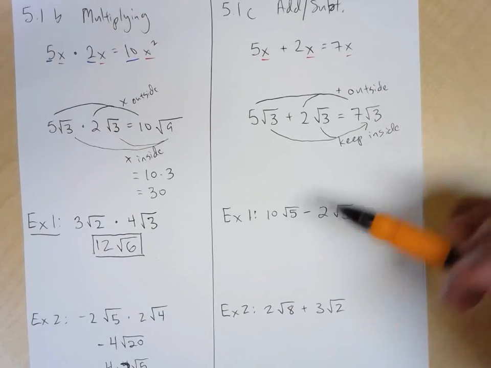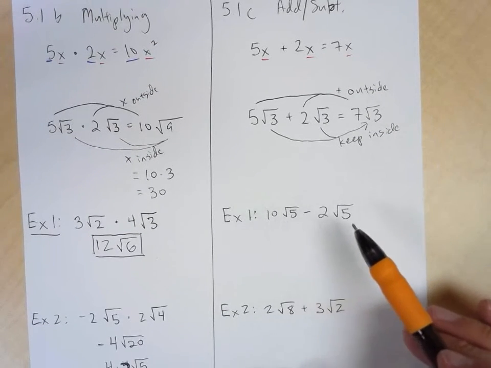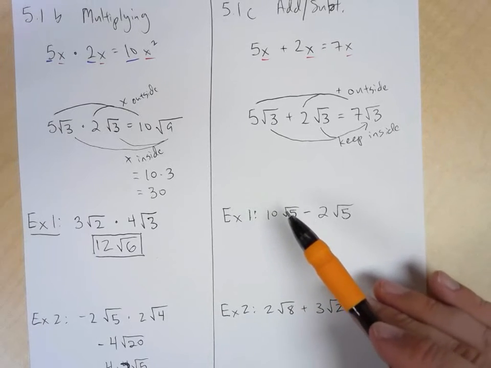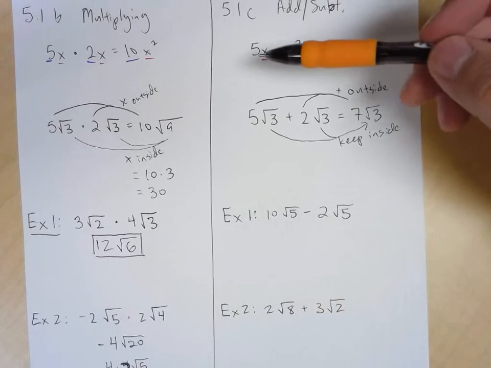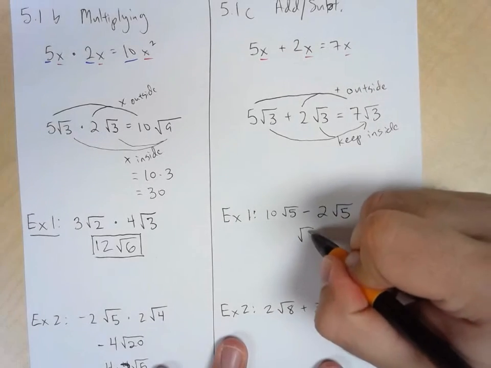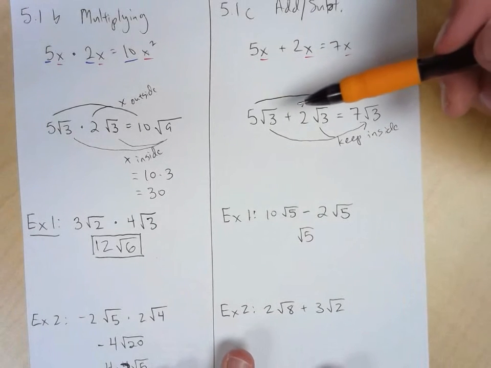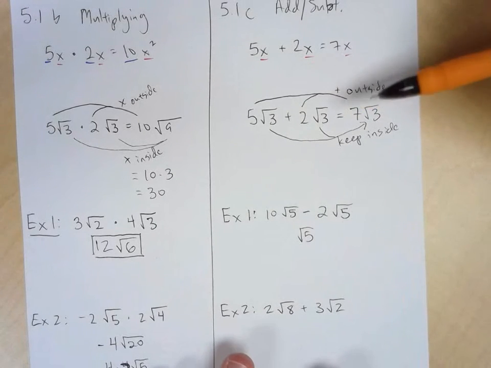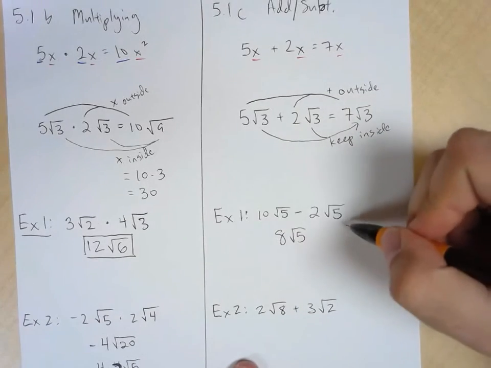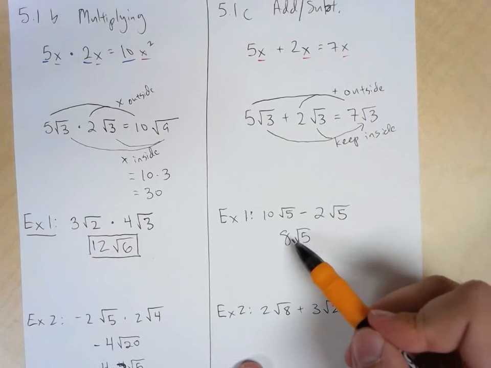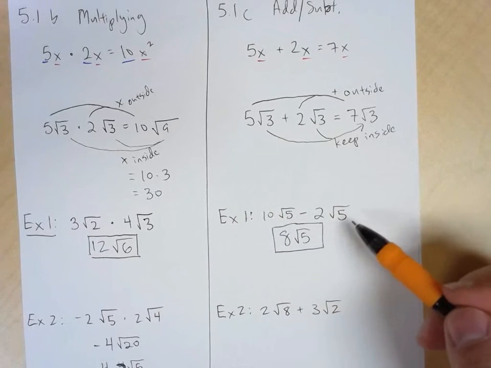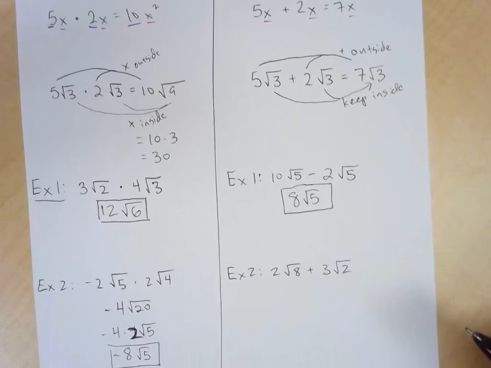Okay, so let's get an example. We have 10 square roots of 5 minus 2 square roots of 5. We know that we can add or subtract these because the square root of 5 is the same as the square root of 5, just like our x is the same as an x. So we know our answer is going to be in terms of square roots of 5. We're going to add the outside numbers, which is really going to be subtracting as well. So 10 minus 2 is going to give us 8. We keep the square root of 5 the same. We can't simplify our inside. We can't simplify anything else. So 10 square roots of 5 minus 2 square roots of 5 is 8 square roots of 5.